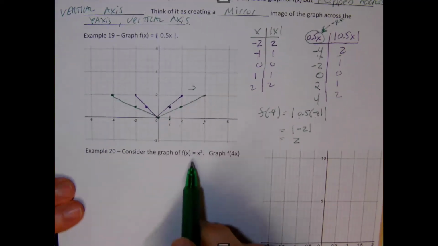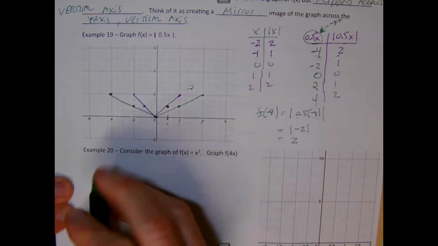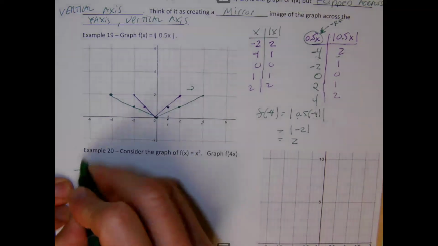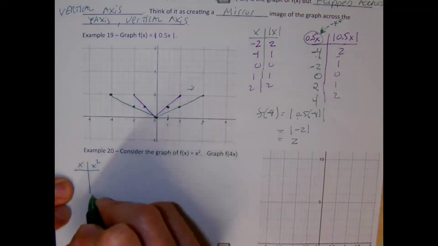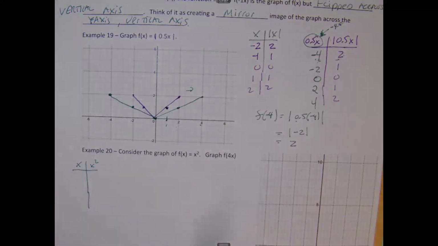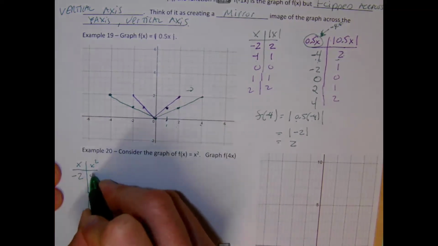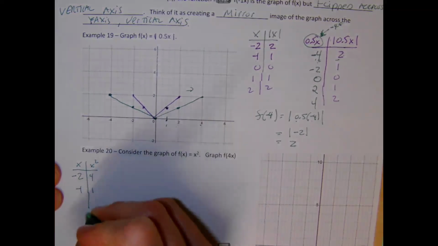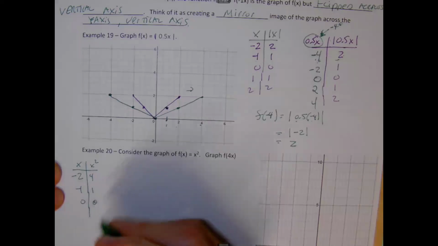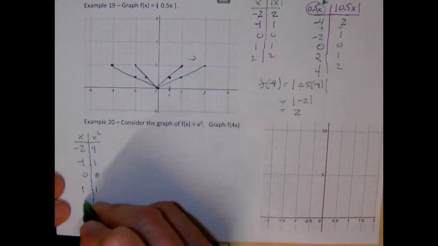Consider the graph of f of x equals x squared. Again, it's a parabola. Graph f of 4x. Okay? So if I come over here, it's easier to see with these graphs where the origin is sitting right here than it is with other things. So keep that in mind. -2 is 4. -1 is 1. 0 is 0. 1 is 1. And 2 is 4.